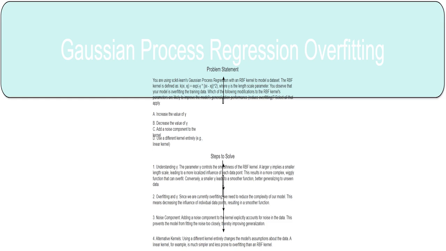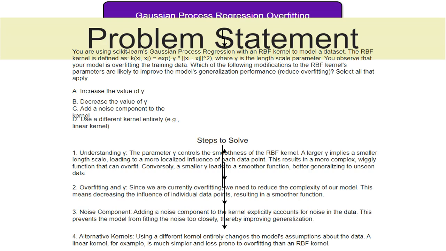This section introduces the core problem. We're using Gaussian process regression, GPR, with a radial basis function, RBF, kernel, and it's overfitting. The goal is to identify adjustments to fix this overfitting. The RBF kernel is a mathematical function that measures similarity between data points, and we'll see how adjusting it affects the model's behavior. Here, the problem is precisely stated.